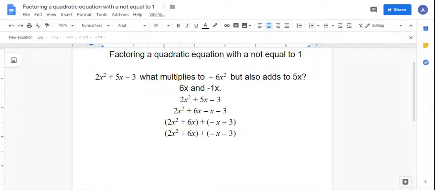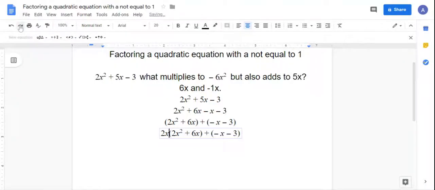So looking at the first two terms, you want to see what these two terms have in common. 2x squared and 6x have a 2x in common. So I'm going to factor out a 2x from that expression. If I factor out a 2x, 2x squared divided by 2x just leaves me with an x. And then the same thing for the 6x: 6x divided by 2x gives me a 3. You can verify this by distributing back in. 2x times x gives me 2x squared, and 2x times 3 gives me my 6x.